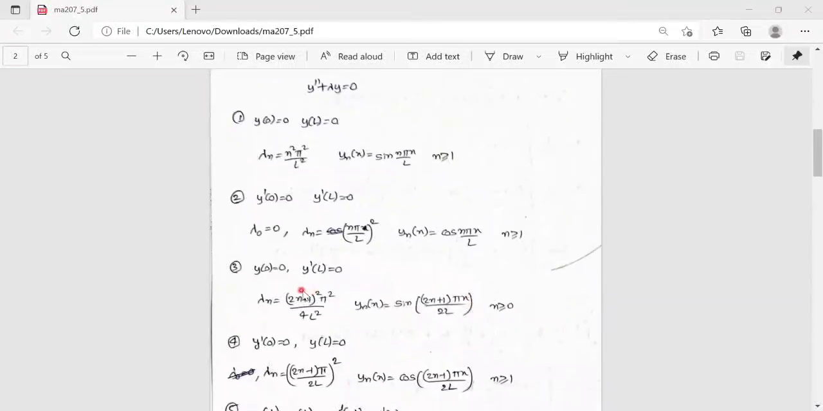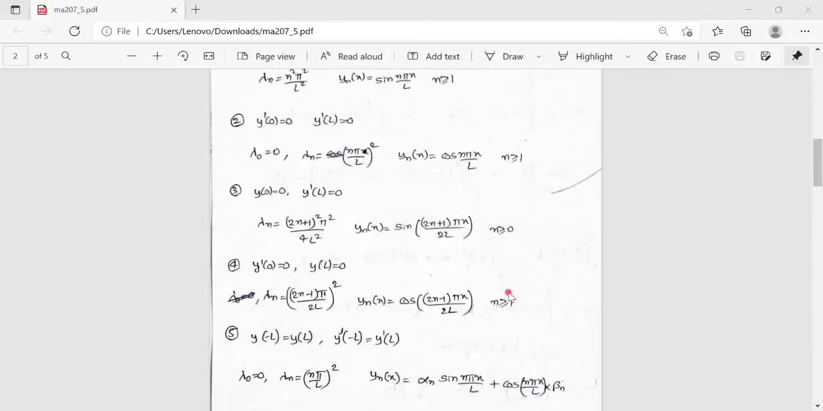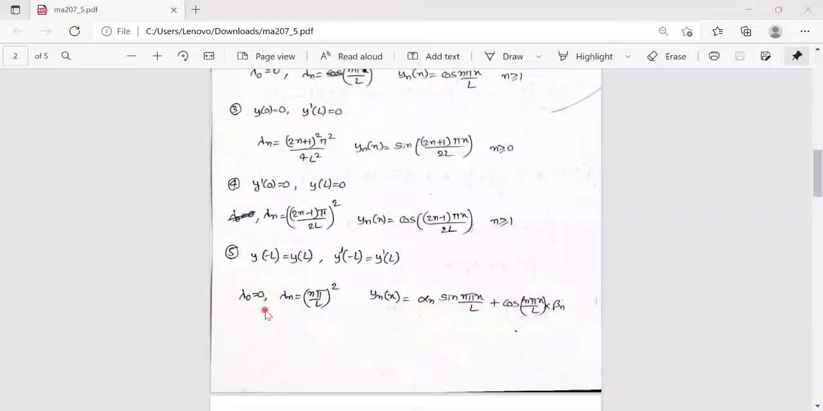For the third boundary condition, we have lambda n equal to (2n plus 1) whole square pi square by 4 L square, and the corresponding solution is sine of (2n plus 1) pi x by 2L for n greater than or equal to 0. For the fourth condition, we have a similar thing but in cos. And for the fifth case, we have lambda 0 is equal to 0 as one of the eigenvalues, and then (n pi by L) whole square.